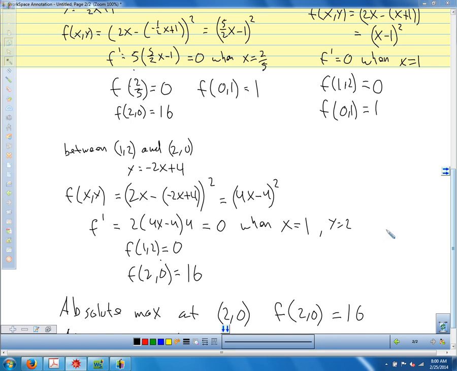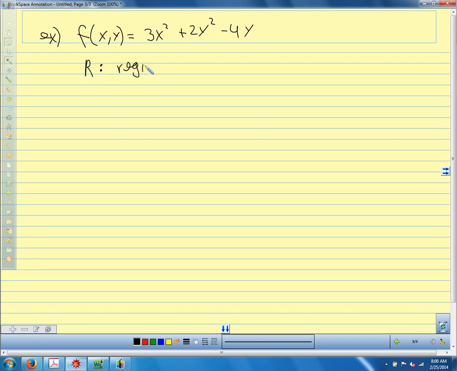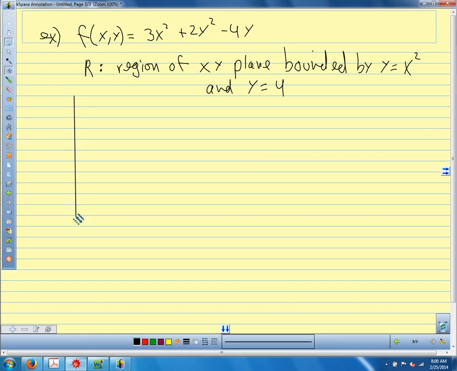All right, let's look at one more example. Not quite as involved this time, just so we can see the procedure again. For this one, our function f of x, y is 3x squared plus 2y squared minus 4y. And R is our region of the xy plane bounded by y equals x squared and y equals 4. So in the xy plane, our region is going to be a parabola.